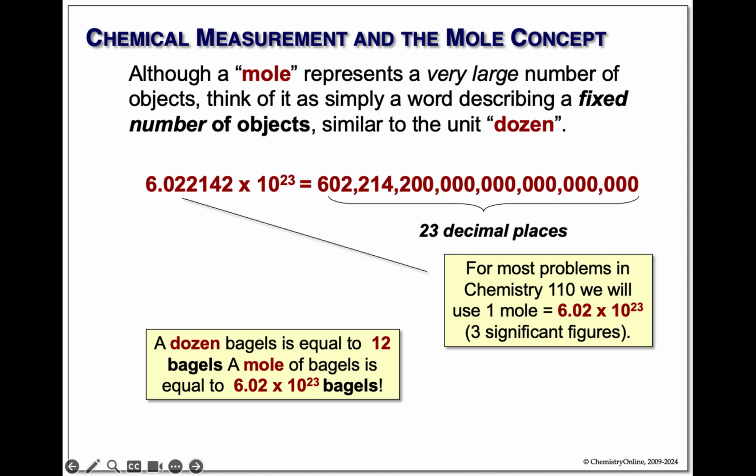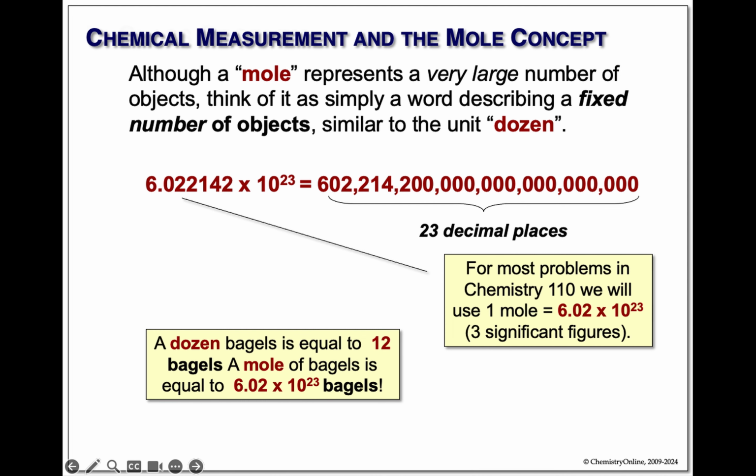6.02 times 10 to the 23rd. We have 23 decimal places here. We tend to round this in all of our calculations to 6.02 times 10 to the 23rd. That's three significant figures. Again, you can have a mole of anything. A dozen bagels is 12. A mole of bagels is 6 times 10 to the 23rd bagels, just a unit. So let's do this in a problem.